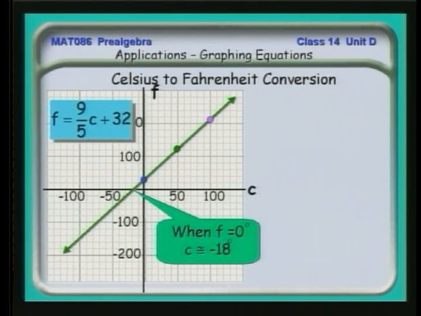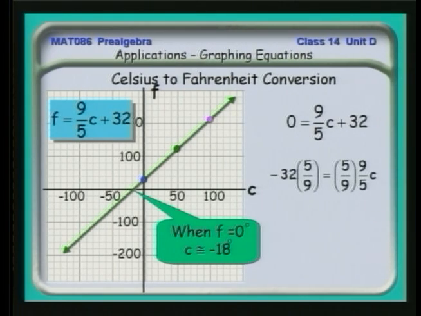If I want to test this out to see how close I am by estimating from that graph, I can say that F equals 0, then solve that equation, and I find out that it's actually, solving it algebraically, minus 17.7, and typically when you're dealing with temperature, 18 is close enough.